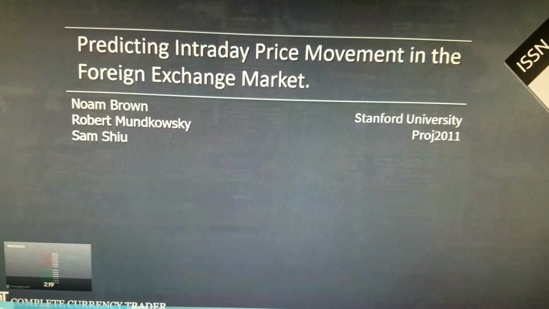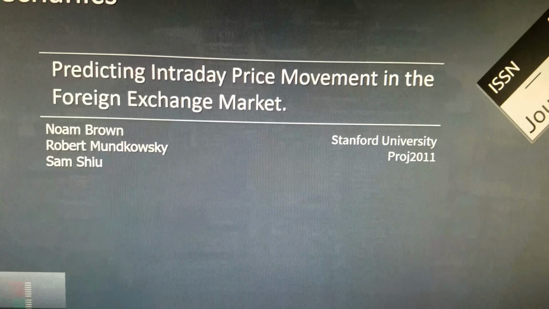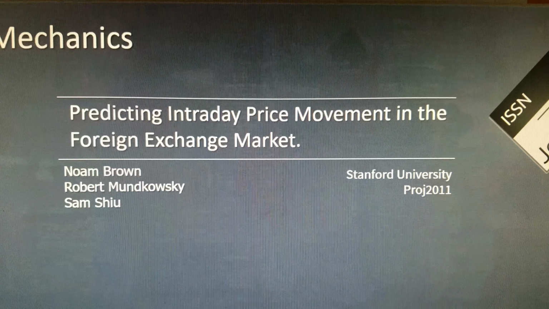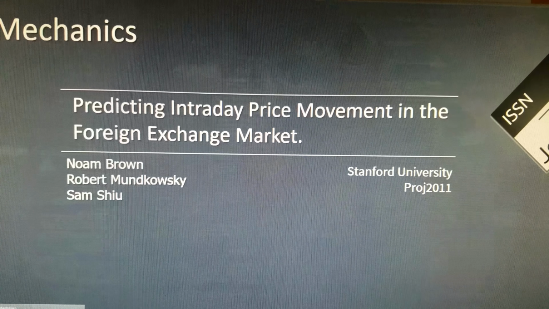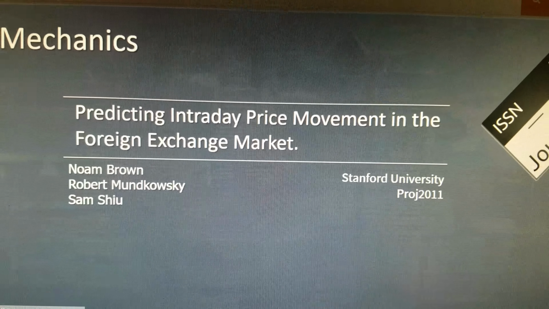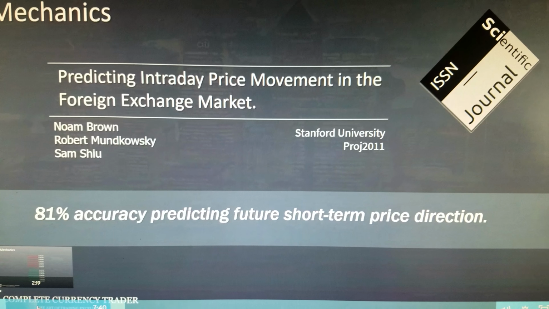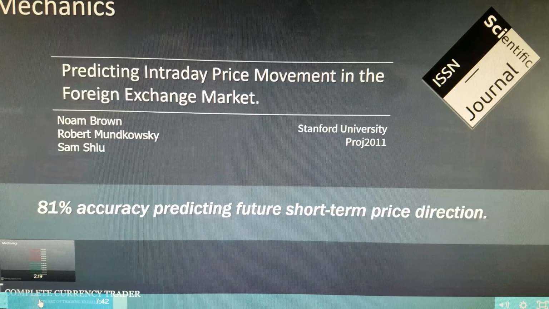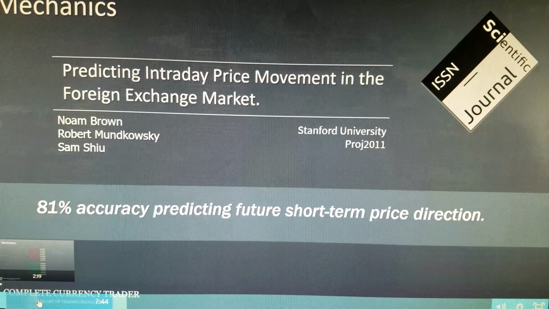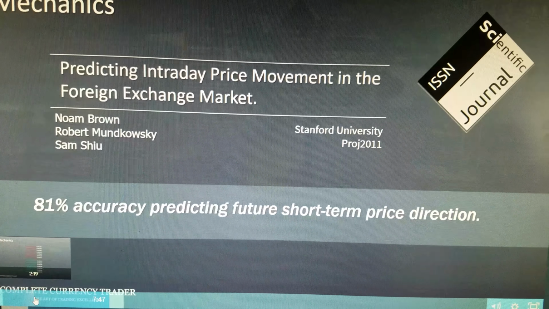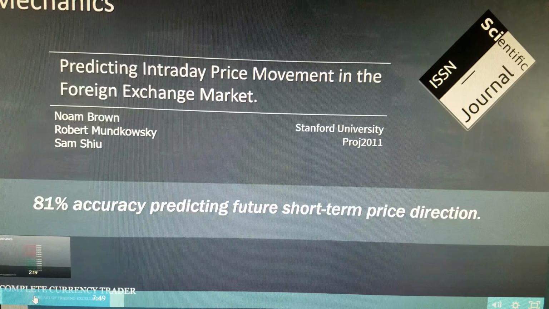But let me show you this scientific paper that was produced by 3 researchers at Stanford University. They found that by just measuring the liquidity volumes, they were able to predict the price direction 81% of the time. And this wasn't a small backtest either. They made 2.5 million observations to ensure that these were statistically reliable results.